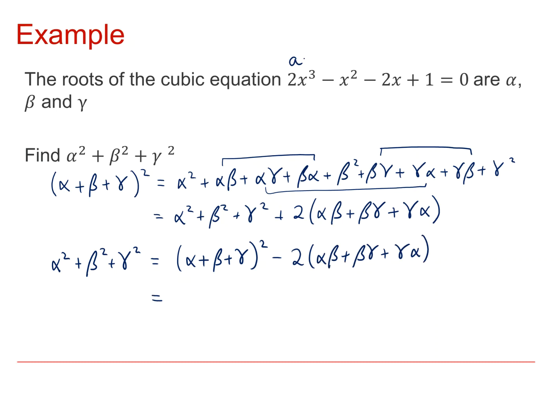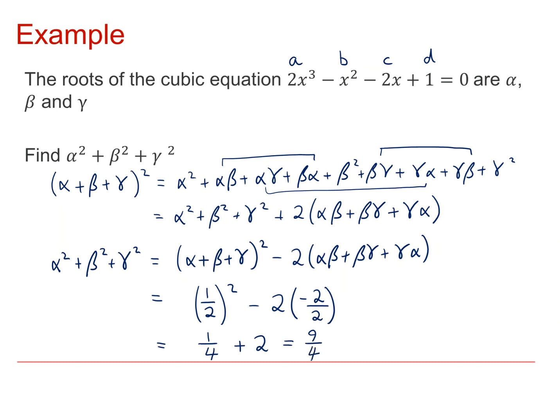In my equation, A is 2, B is minus 1, C is minus 2, and D is 1. So alpha plus beta plus gamma, which is minus B over A, is a half, and we've got that squared. Then take away 2 lots of alpha beta plus beta gamma plus gamma alpha, and that's equal to C over A, which is minus 2 over 2. So that's a quarter plus 2, which is 9 over 4.